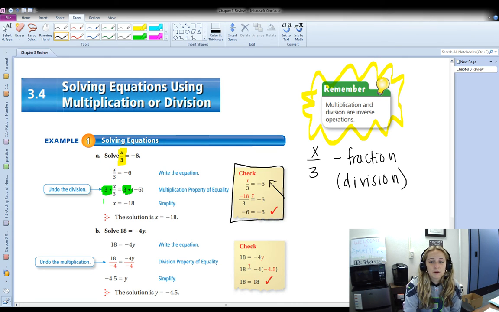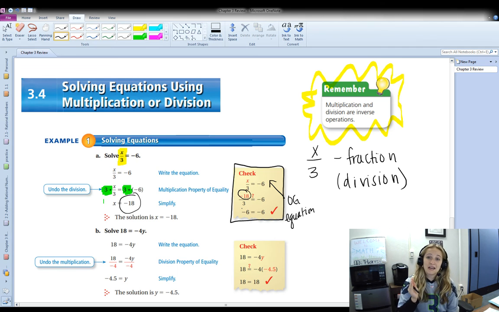So again, you write the OG equation, okay? You plug in what you got, x equals negative 18. You simplify that left side and see if it equals the right side. If it does, you know your answer is correct.